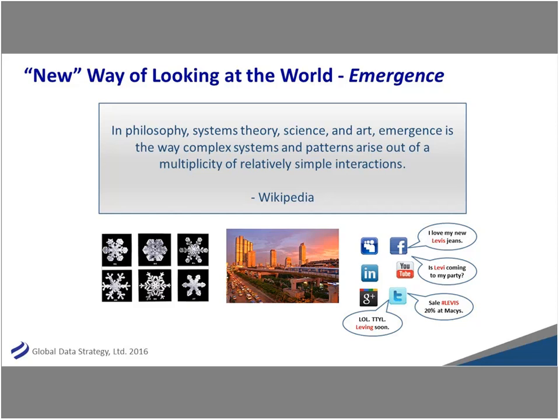Well, maybe somebody on Twitter is saying, hey, there's a sale on Levi's, 20% off at Macy's. Well, I would want to know that. They're discounting my product. Pretty important. Or it could be a typo. Is Levi coming to my party? That's a name. Or typo, LOL, you know, leaving soon. That's a clear typo, right? Or, I love my new Levi's jeans. Certainly want to know that. But how do you find those two that do make sense and filter them out from the ones that don't?